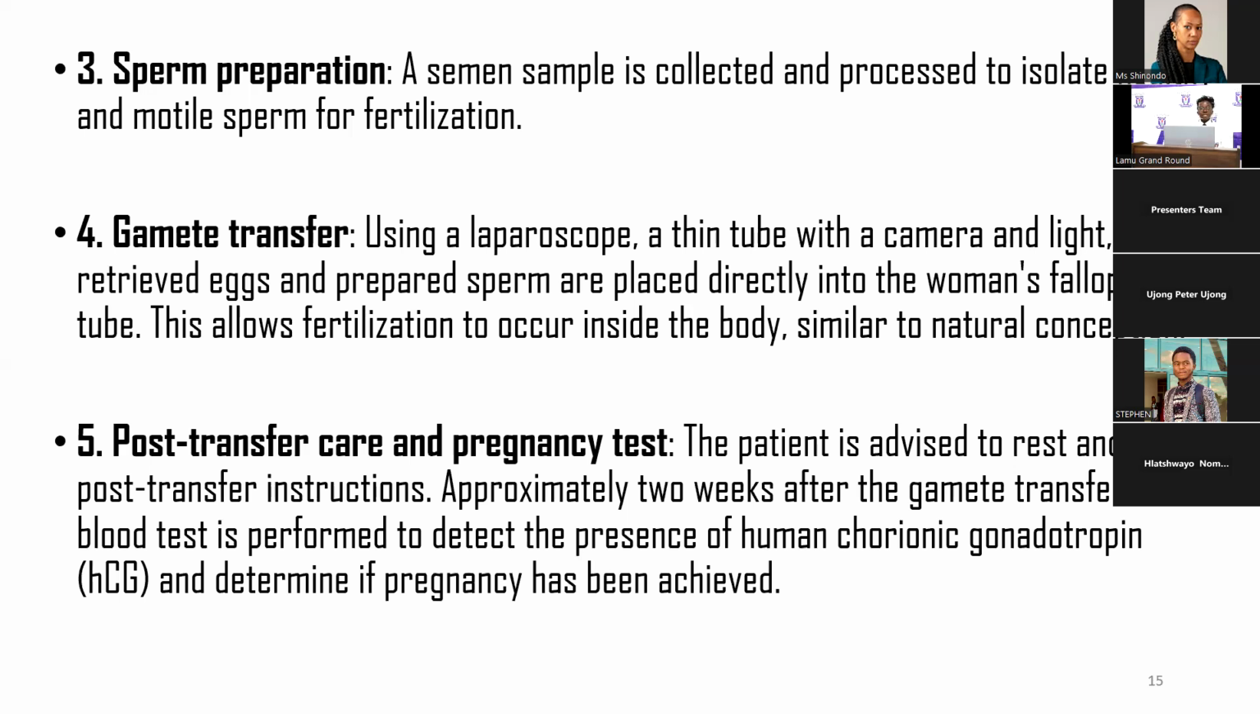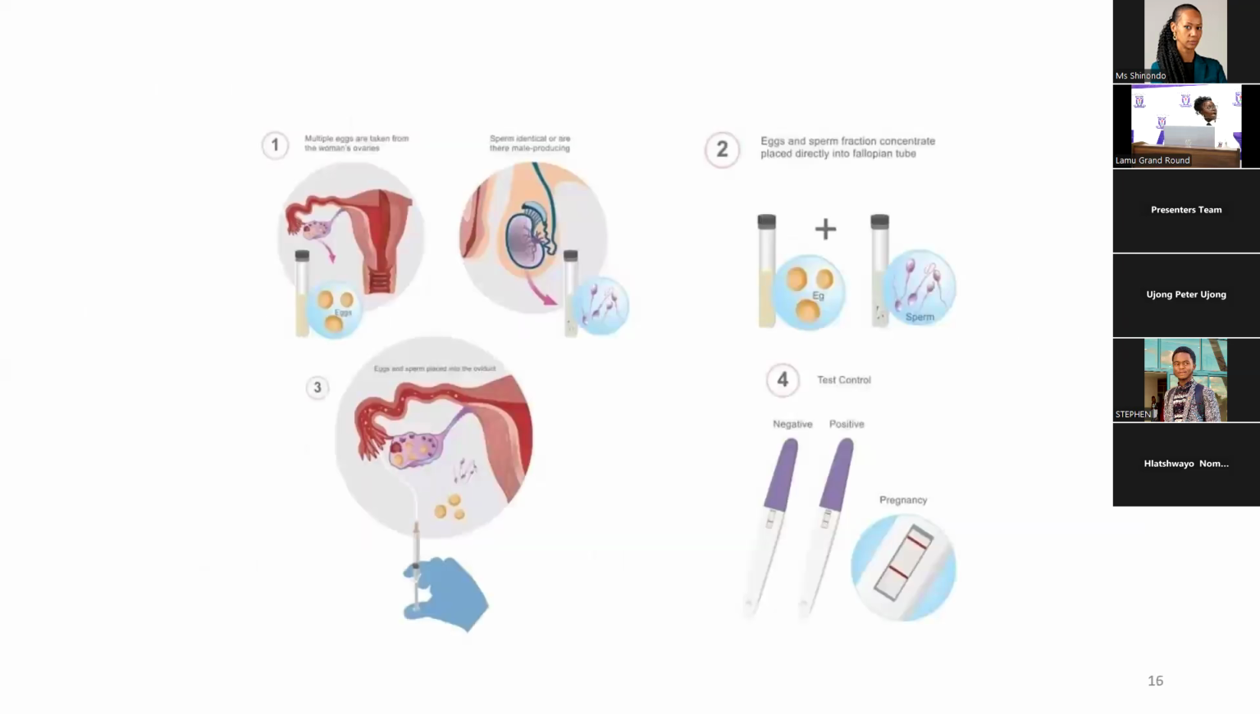Then lastly, on our procedures, we have post-transfer care and pregnancy tests. The patient is advised to rest and follow post-transfer instructions. Approximately 2 weeks after gamete transfer, a blood test is performed to detect the presence of human chorionic gonadotropin and determine if pregnancy has been achieved. The presence of this hormone suggests that implantation has been successfully achieved. As you can see, this is an illustration of the procedures that are followed in the gamete intrafallopian transfer.